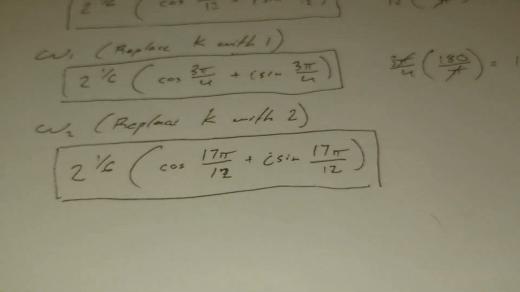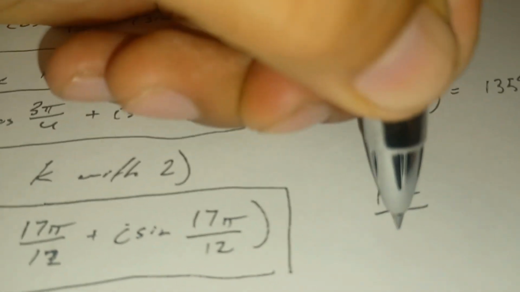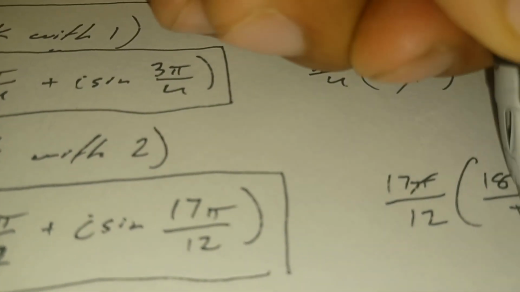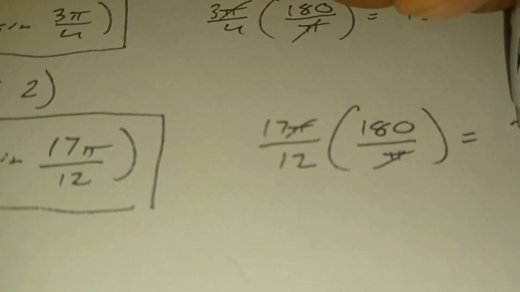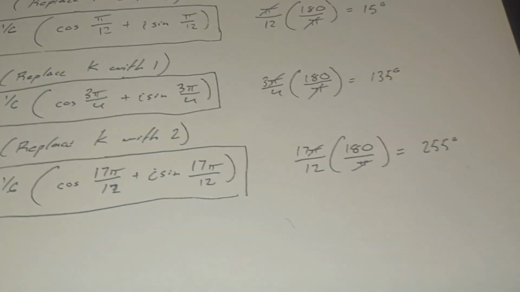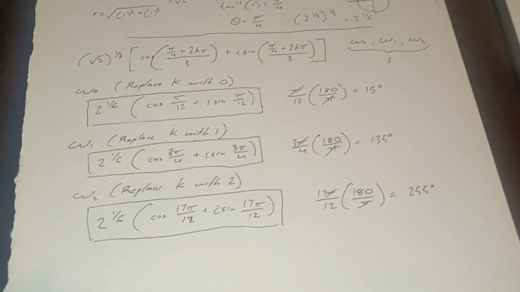And again, if you want to convert 17 pi over 12 to degrees, you can. You multiply by 180 over pi, and the two pi's cancel out. Cross multiply, then divide, and you should get 255 degrees, I think. Let's confirm: 17 times 180 divided by 12 is 255 degrees. So that's basically finding the cube roots for this particular problem using De Moivre's theorem. That's it, and good luck.